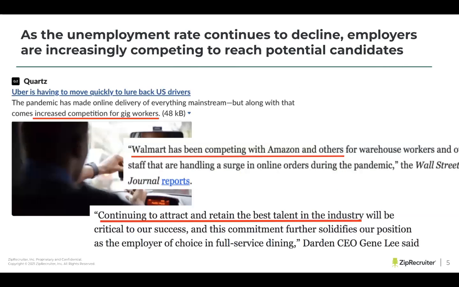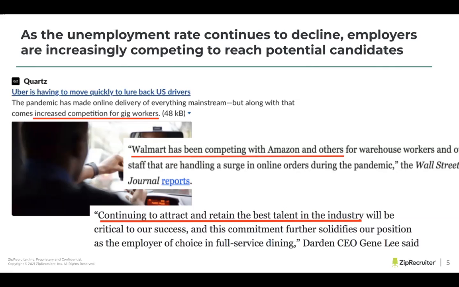As the unemployment rate continues to decline, employers are increasingly competing to reach potential candidates. Uber is having to move quickly to lure back US drivers. They're even offering reemployment bonuses. If they're a previous driver for Uber, they're currently saying they'll pay them an additional $800 for the first month that they come back, because that's how much demand there is on their site.